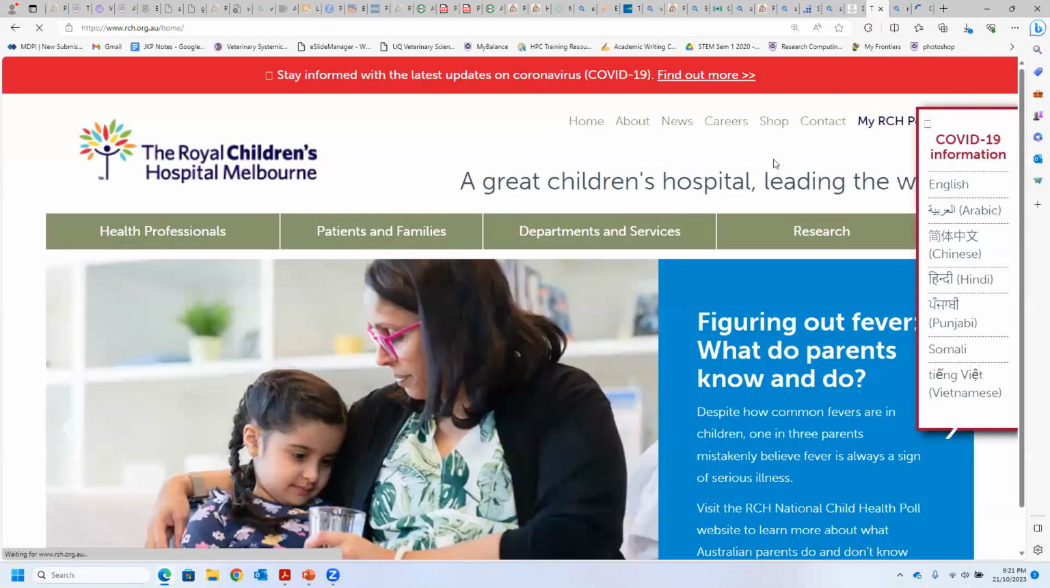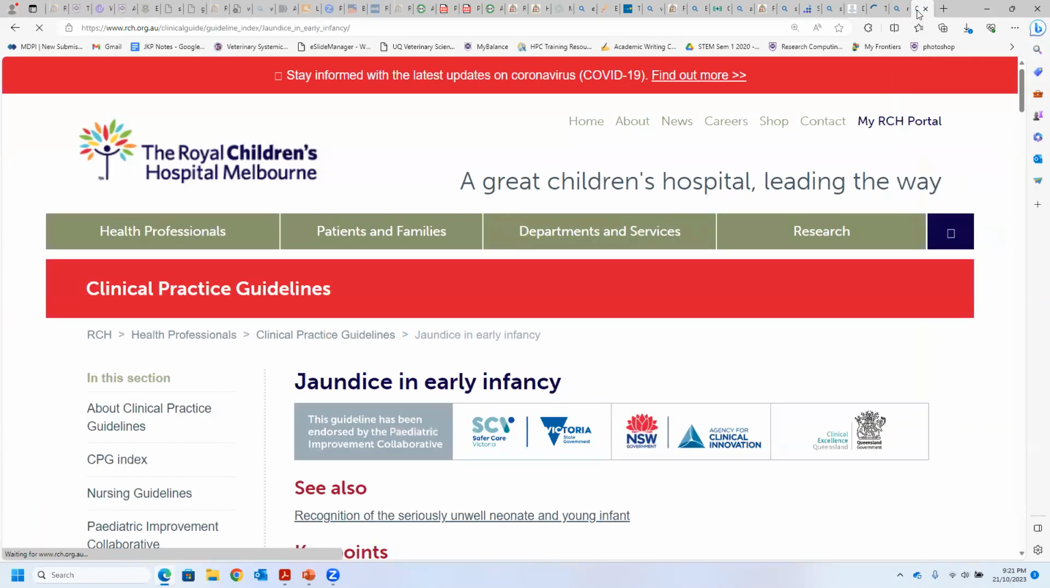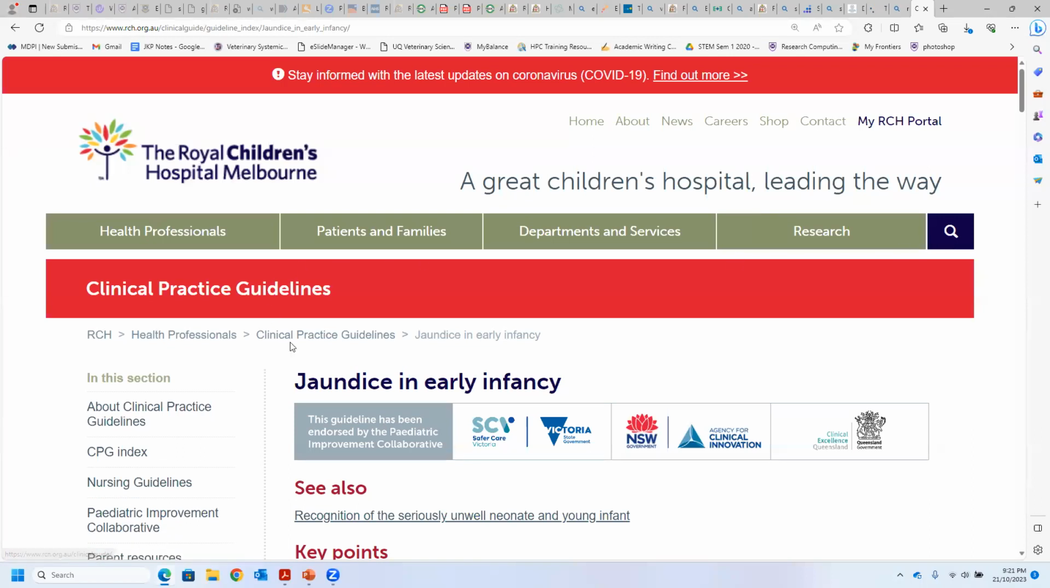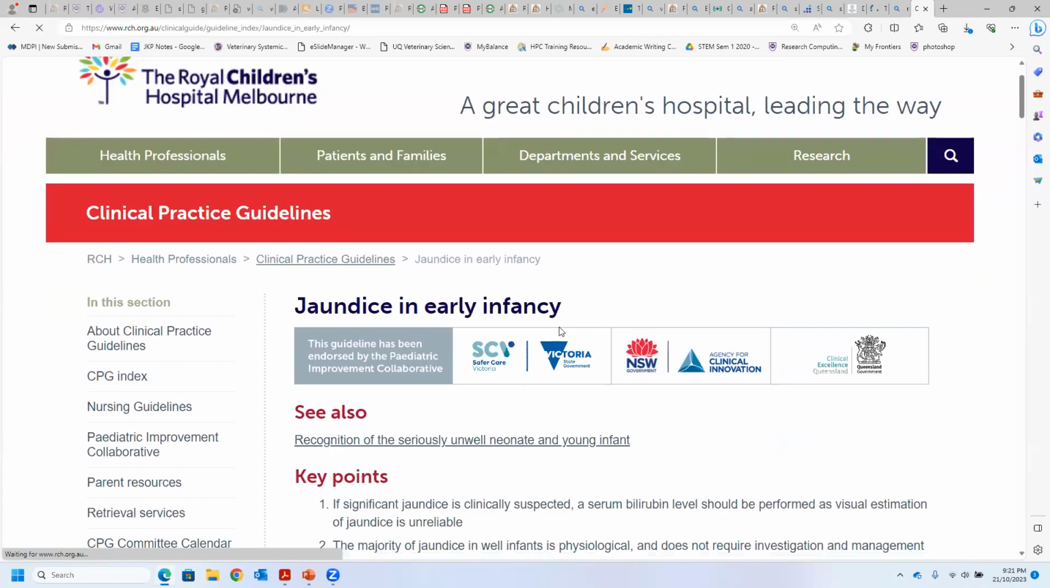So with the kids, you can follow the RCH guidelines. Royal Children's Hospital. It is not opening for some reason. Oh, here you go. So this is Royal Children's Hospital Melbourne guidelines for everything in the kids. You just write what you need to know about clinical practice guidelines. Open this.